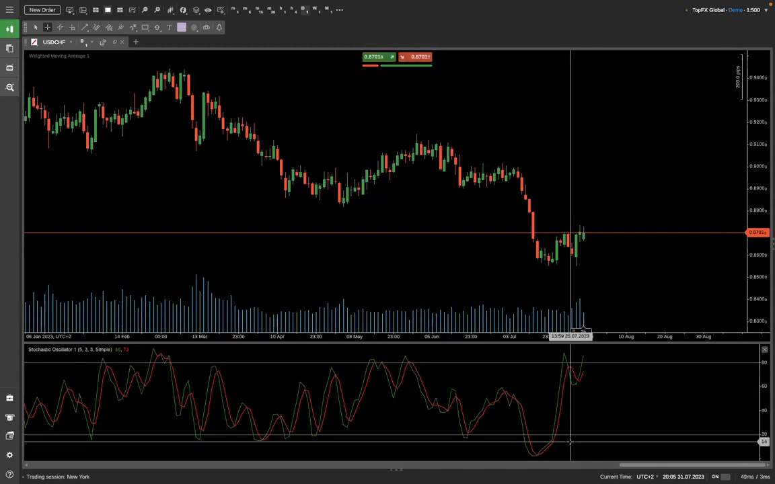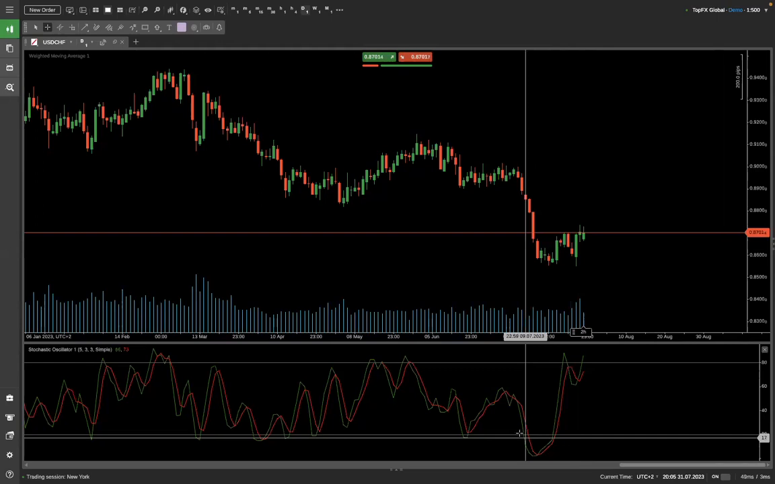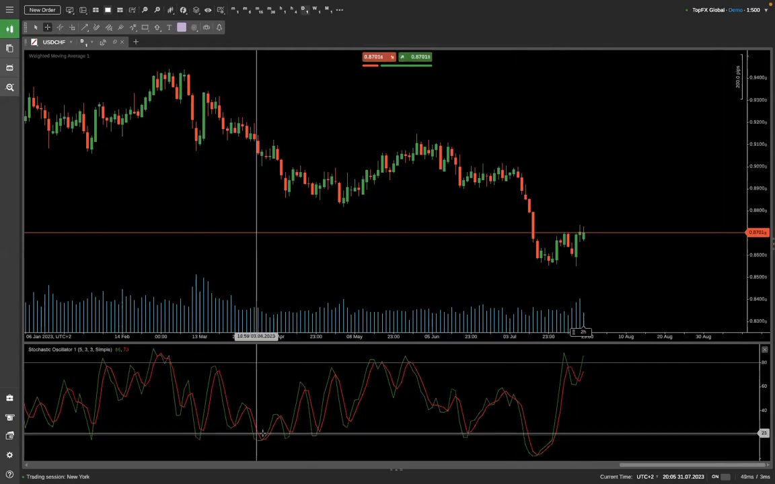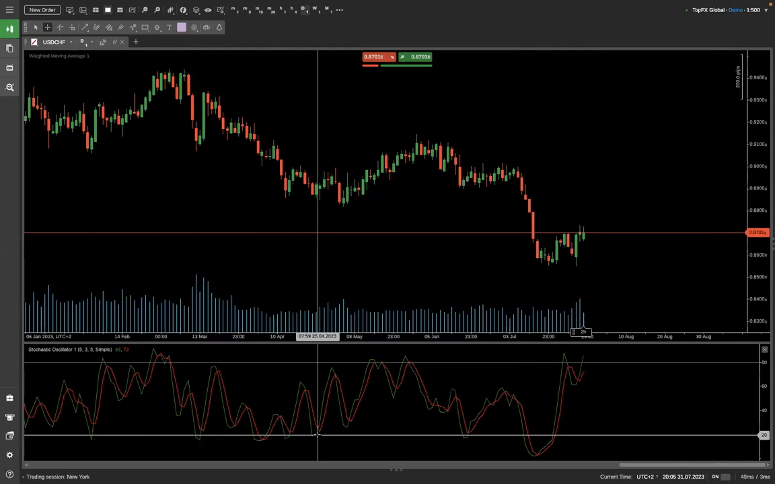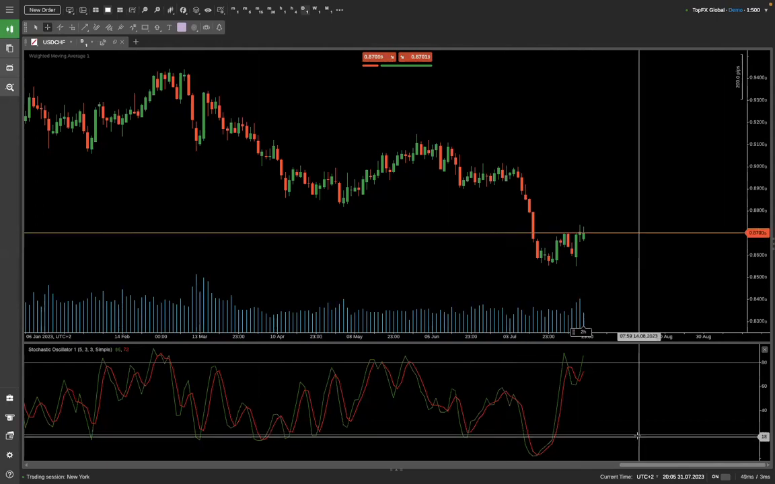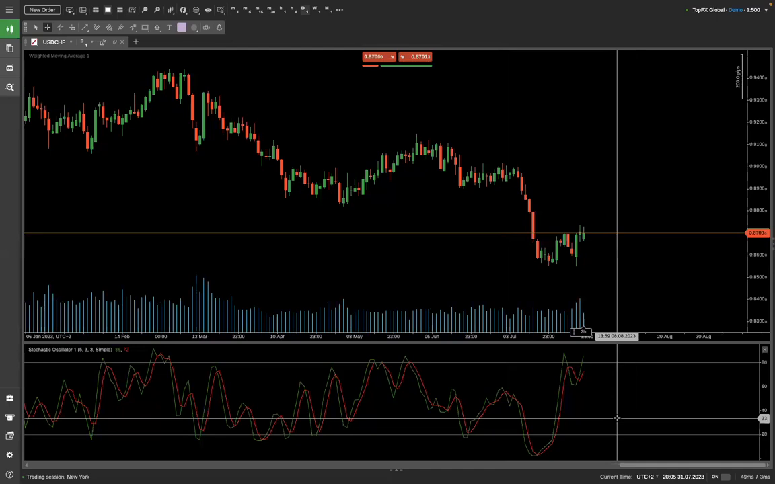When the stochastic value crosses below 20, like here, for example, or here, or here, this indicates that the asset is oversold and there might be a higher probability for an upward price correction or trend reversal. Now, of course, we didn't customize our indicator for the different trading styles, but we can do it.